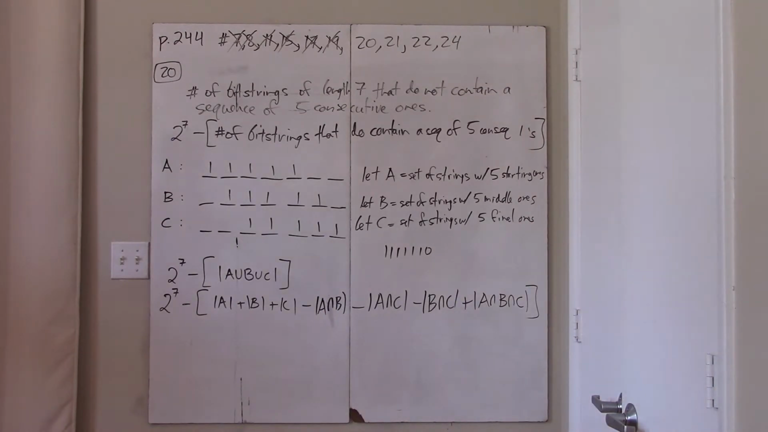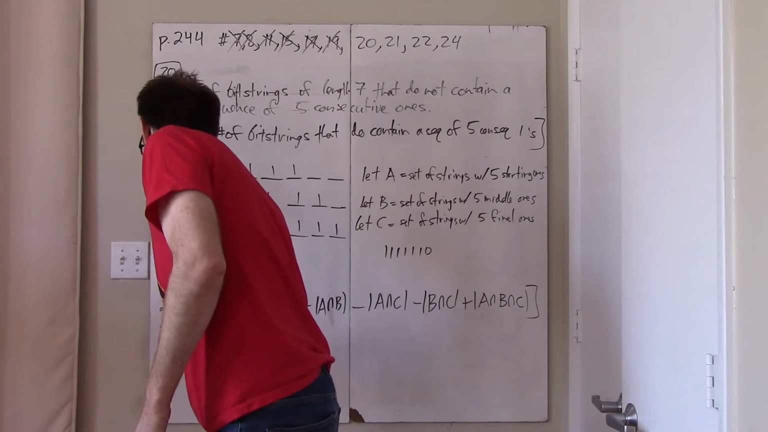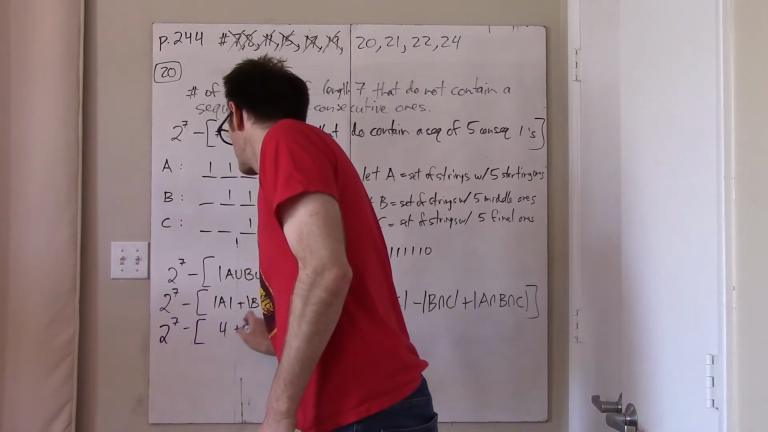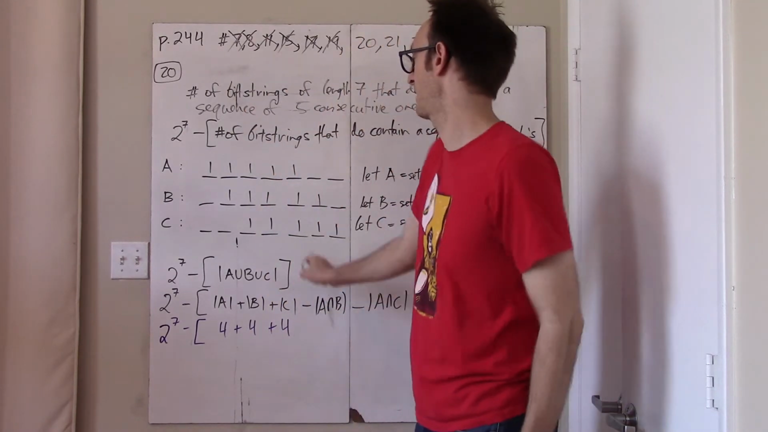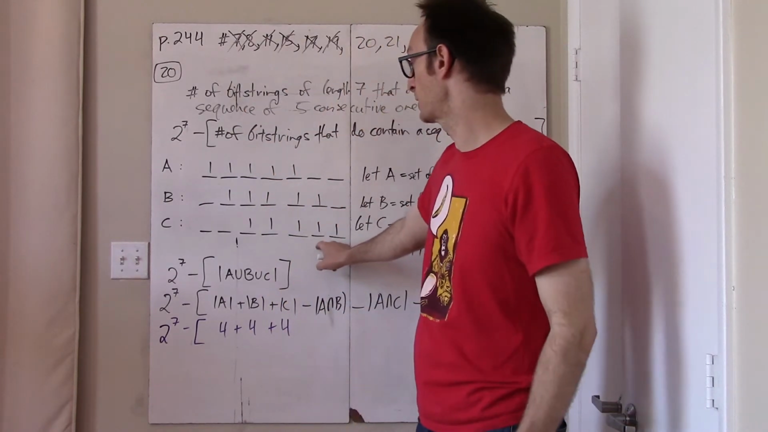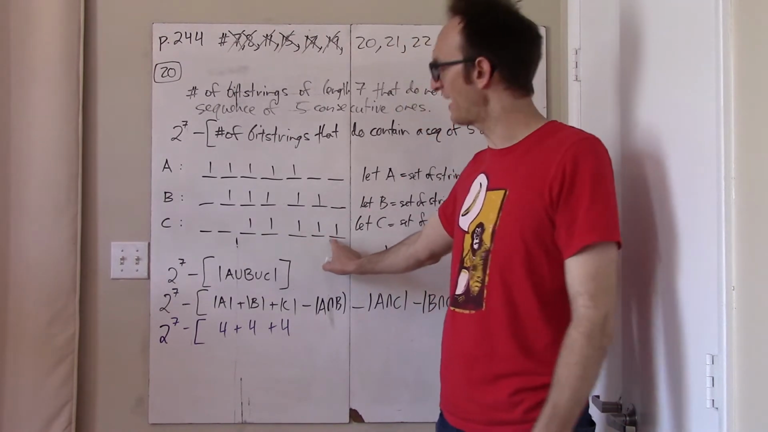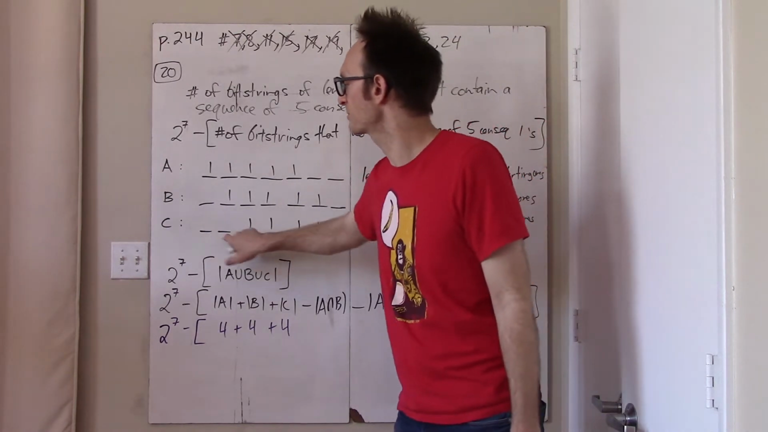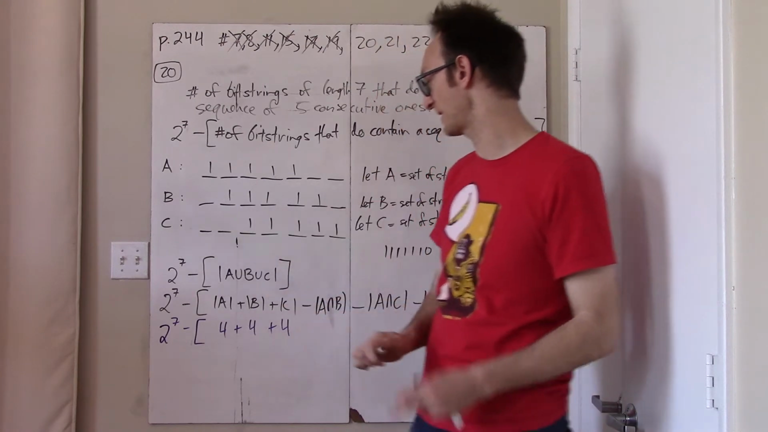So now we're just going to do all these. Here we said already that this is 4, and this is 4, and this is 4. For example, there are clearly 4 strings that end in 5 final ones, because once I determine that the 5 final characters are ones, these 2 characters are free to be whatever they want, so 2 choices for the first character and 2 choices for the second character.